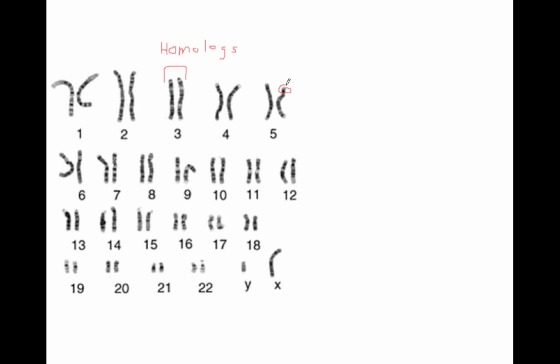A couple of other terms we should point out here is that chromosomes 1 through 22 in humans are called autosomes. Other organisms will have different numbers of chromosomes, but all the chromosomes that are not sex chromosomes, that is, chromosomes that are important in determining the gender of the individual, would be called autosomes. Whereas the other two chromosomes in this case are called sex chromosomes.